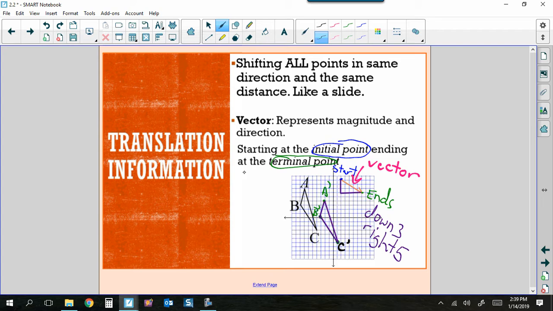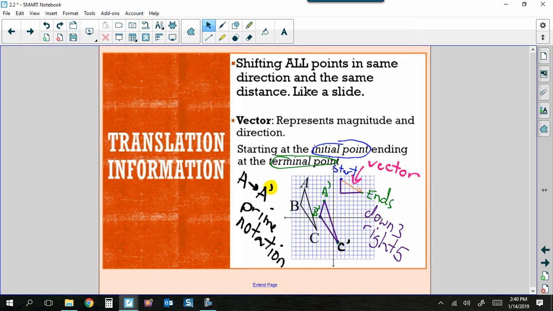So A went to A prime. Please add this note. The little apostrophe is called prime notation. We use that to show that we moved A and the image became A prime. If you were to move A prime again, it would become A double prime. And if A double prime moves, it becomes A triple prime and so on. So you keep moving it to show the sequence in which you are moving it.